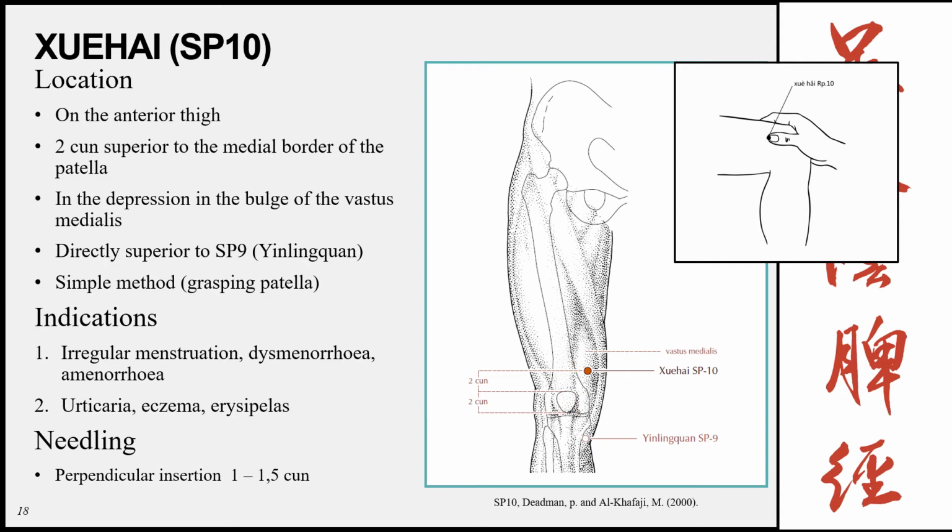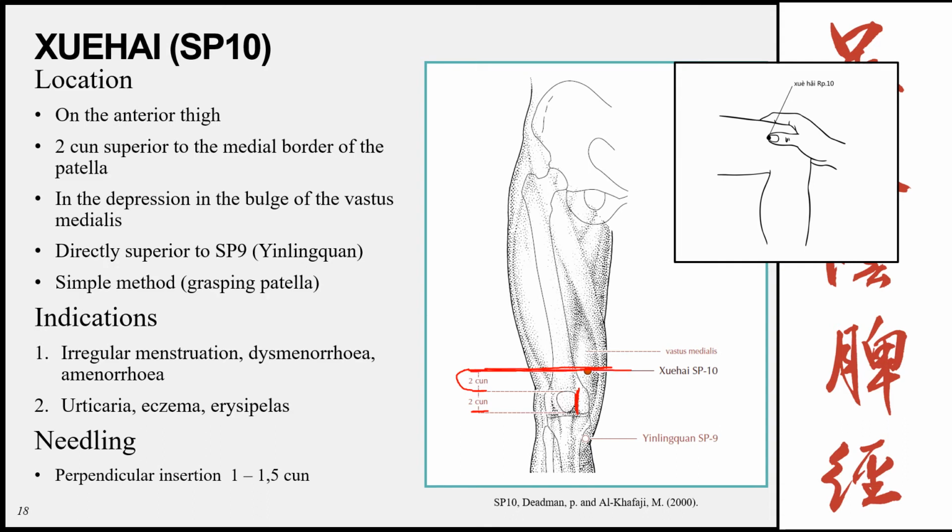So firstly, here's the medial border of the patella, over here. To get the 2 tsun above that, you can take the distance from the top of the patella to the bottom of the patella, which is measured as 2 tsun, and add this distance above the superior border. So we take this distance and put it here again, and that'll give us 2 tsun above the patella.